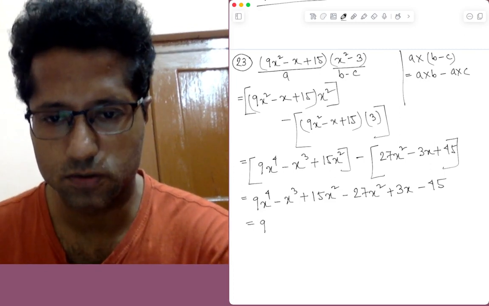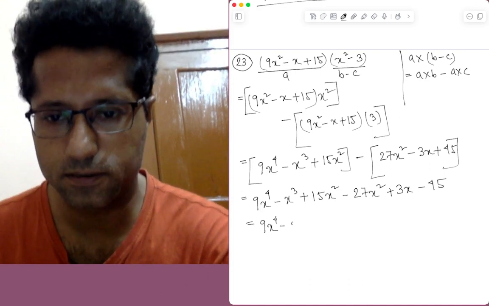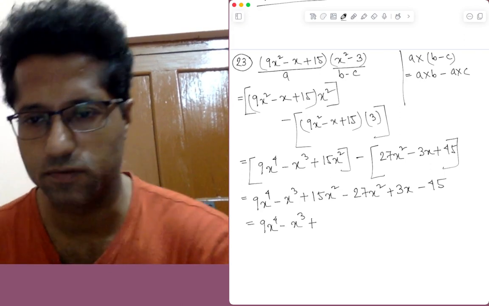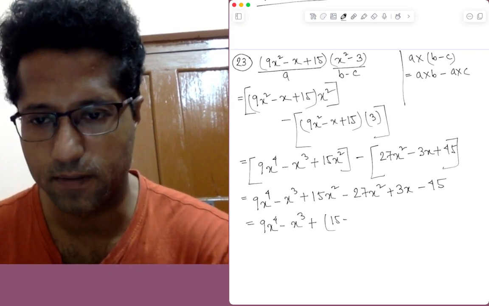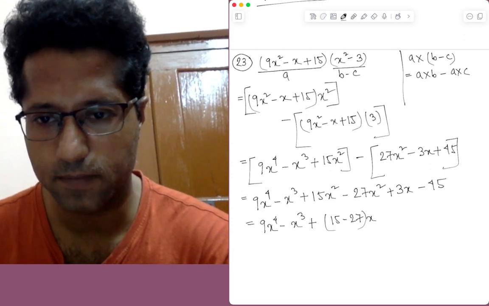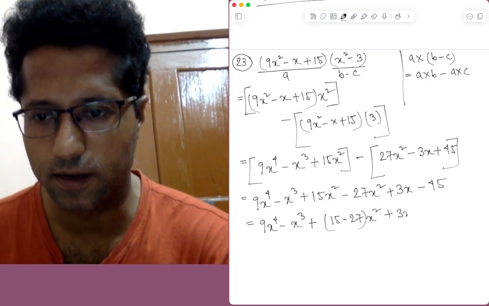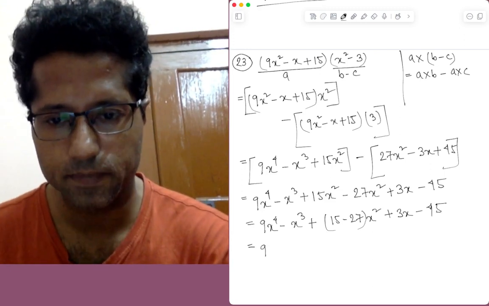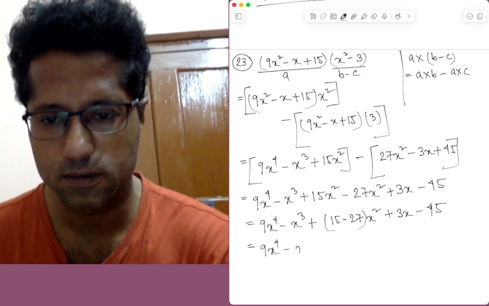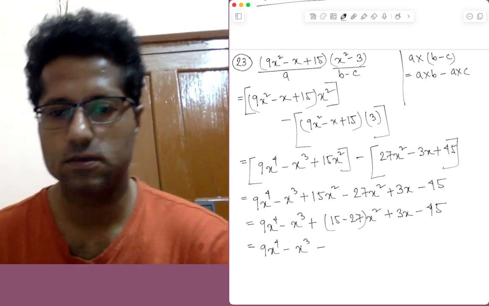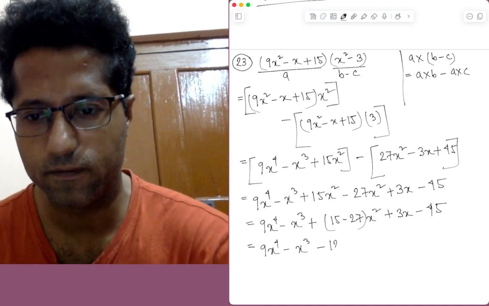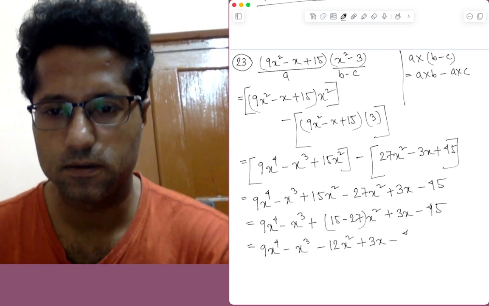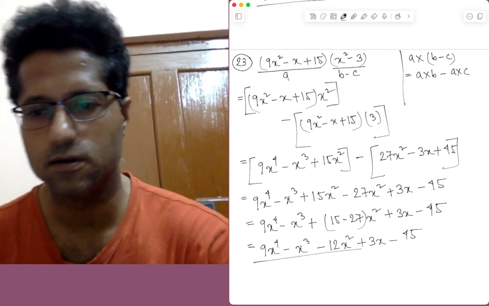27x square. So 9x to the power 4 minus x cube, and if we add the like terms 15x square and minus 27x square, it becomes 15 minus 27 x square, and we have the other unlike terms plus 3x and minus 45. So this is finally 9x to the power 4 minus x cube minus 12x square plus 3x minus 45. So this is the answer.